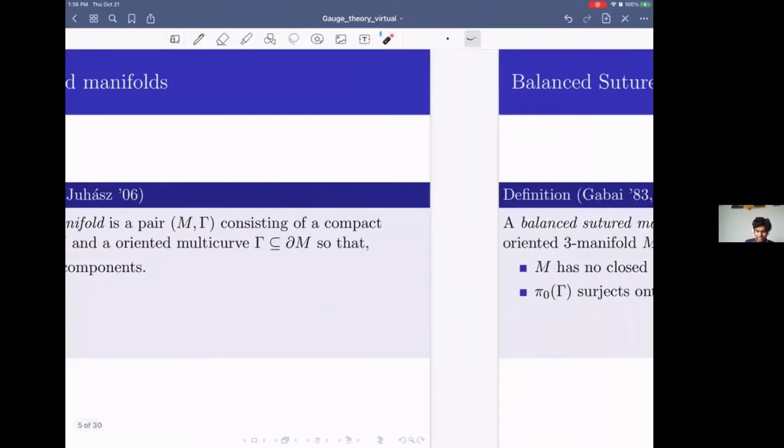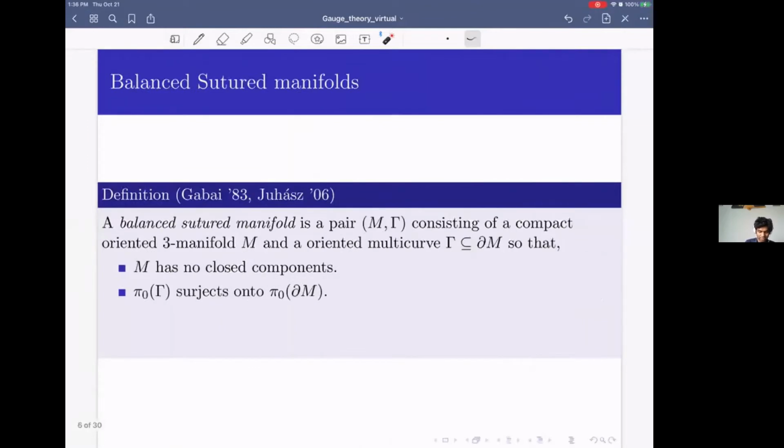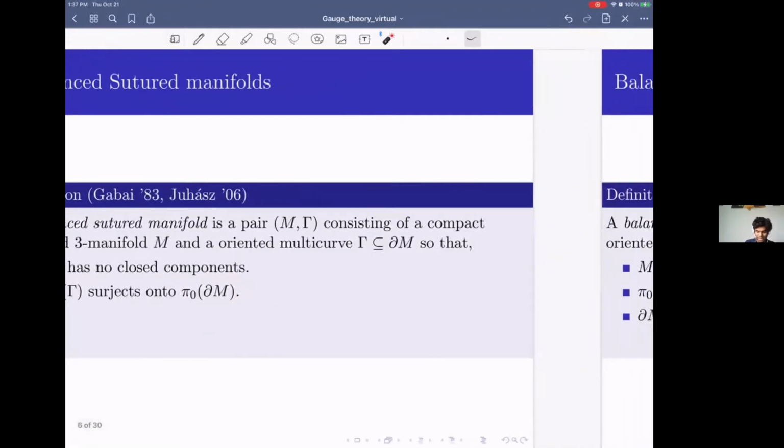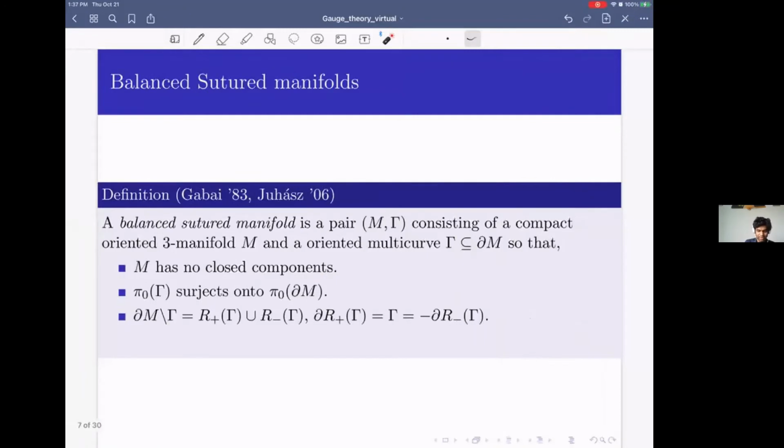The second condition is π₀ of γ surjects onto π₀ of ∂M. What this means is that we cannot leave the boundary without putting any suture on it. Another way of saying that would be to say that π₀ of γ surjects onto π₀ of ∂M. And the third condition is this oriented multi-curve splits the boundary into two parts.